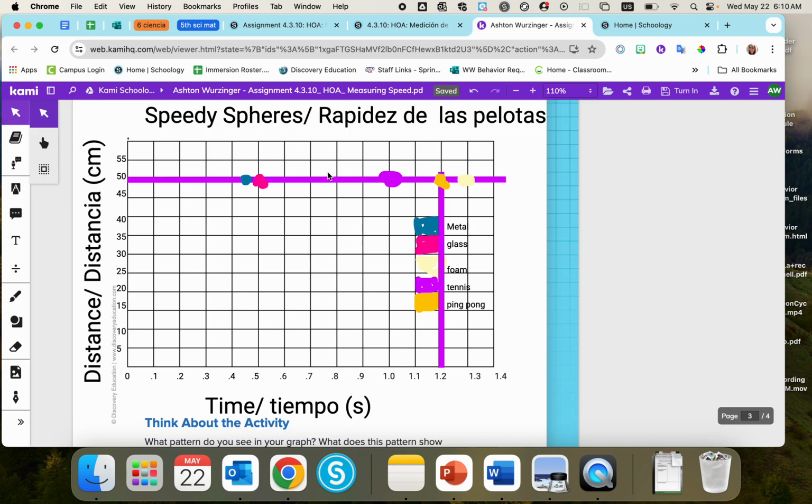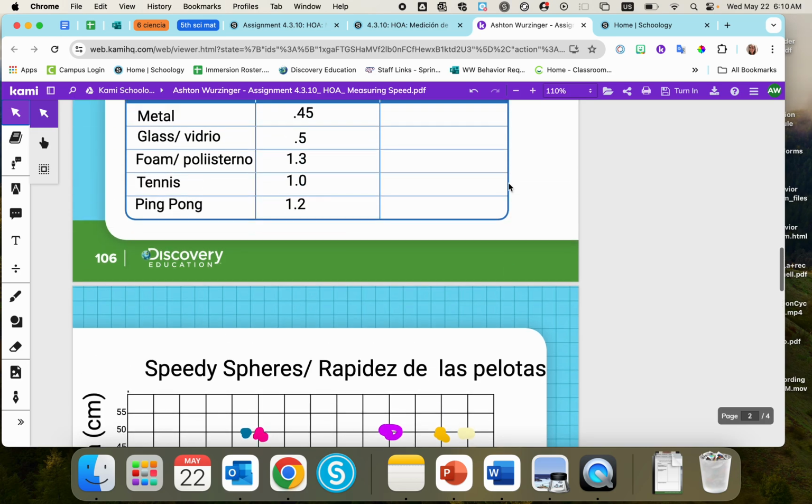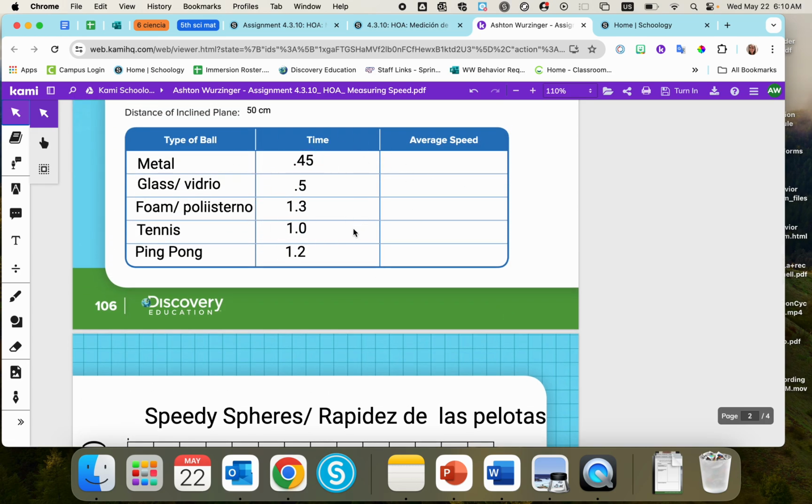And I made my dots a little large because I want you to be able to see them. Okay. So the sub can pause the video now so that everybody can get their dots. Remember, you're going to be looking at your data table. One other thing to note is don't forget to find the speed.